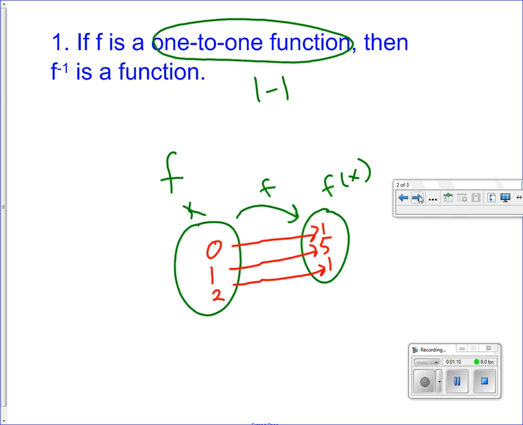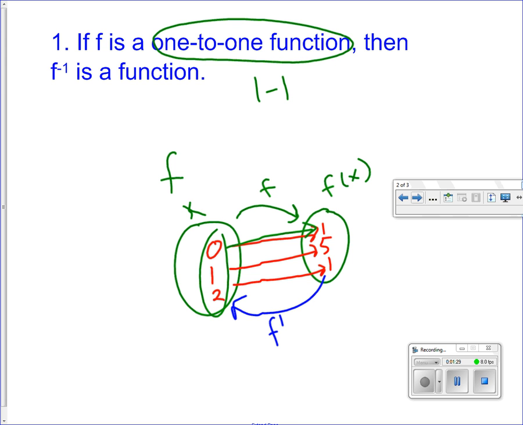f is a function because every single input has only one output. 0 only goes out to 1. Right here, the 0 doesn't turn into anything else. So then the inverse will go the other way.